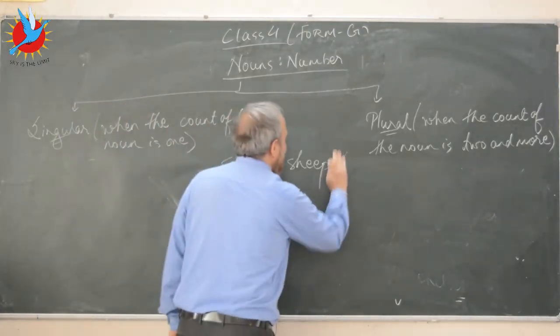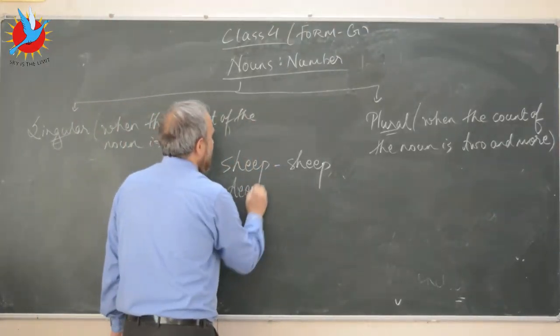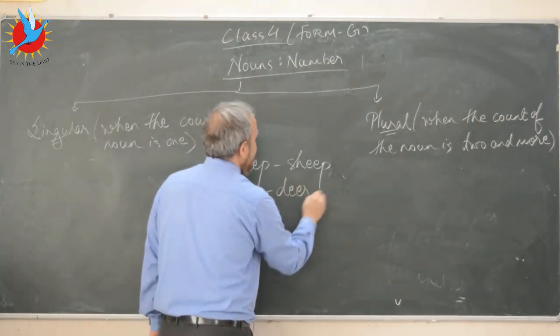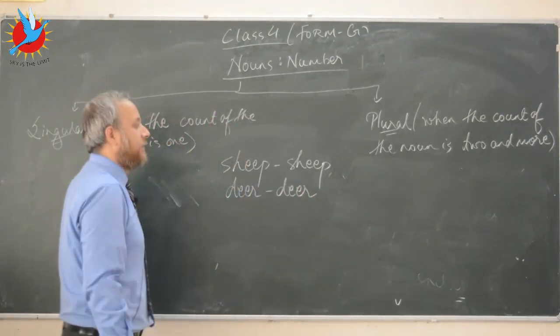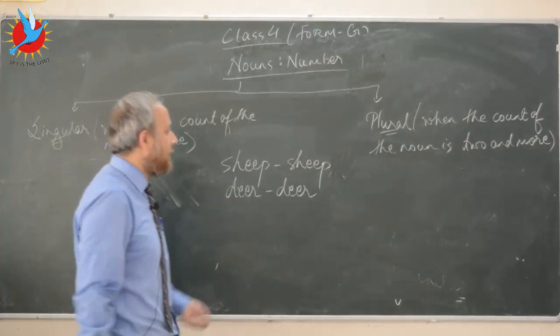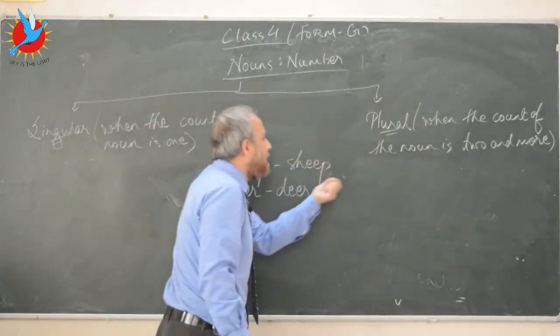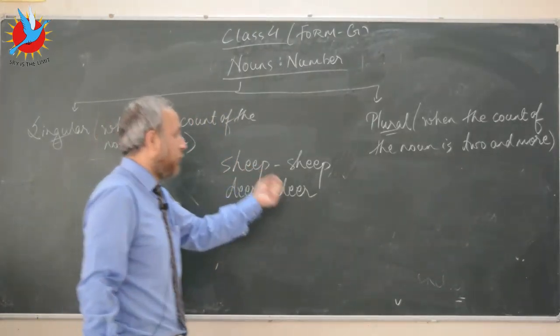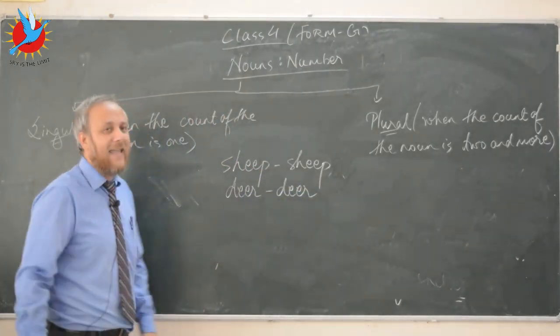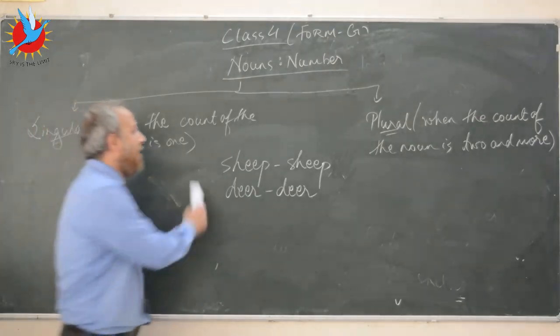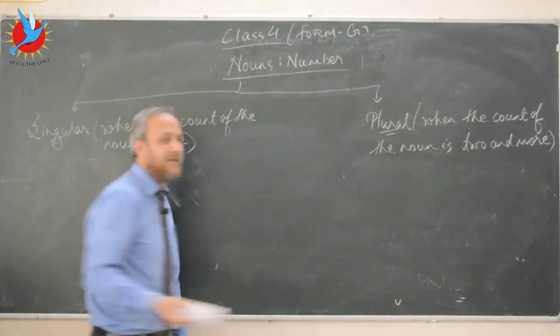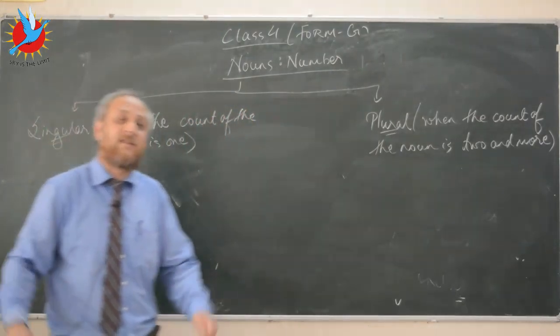Sheep will be sheep, and deer is deer only. So this way there are a few words where you don't need to add any other letter in order to make them plural. It remains the same. And then you have father-in-law becoming fathers-in-law, sister-in-law becoming sisters-in-law.